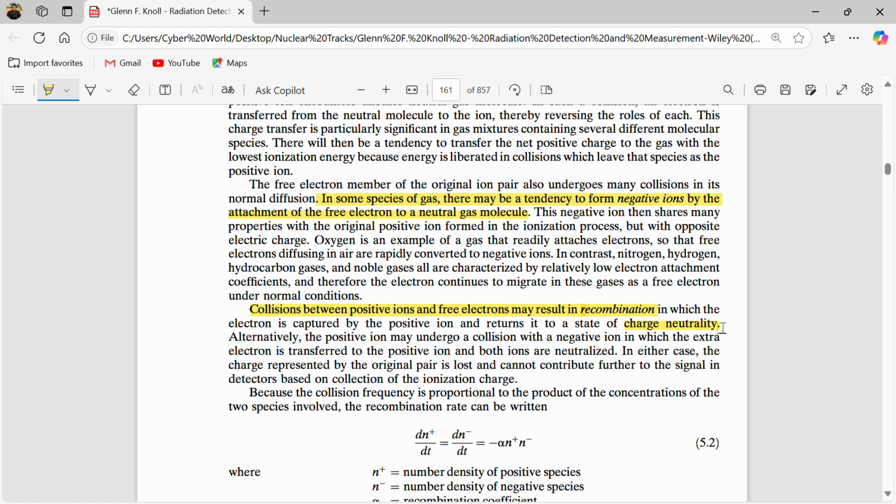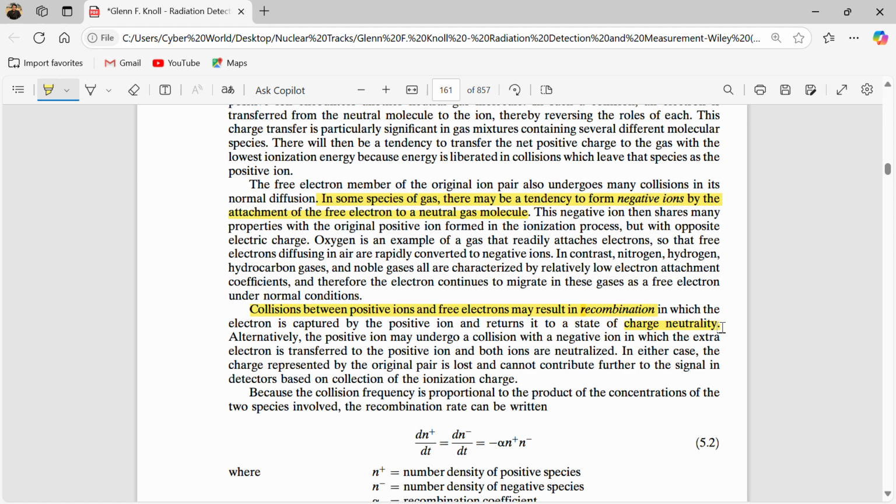Alternatively, the positive ion may undergo a collision with a negative ion in which the extra electron is transferred to the positive ion and both ions are neutralized. In either case, the charge represented by the original pair is lost and cannot contribute further to the signal in a detector based on the collection of the ionization charge.